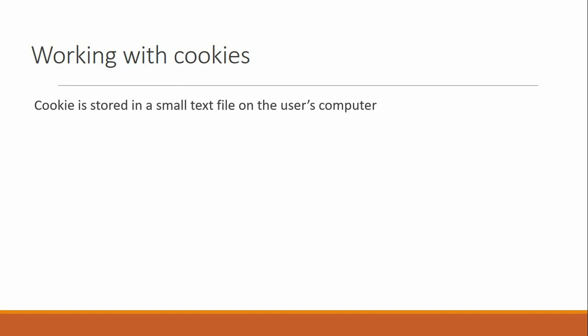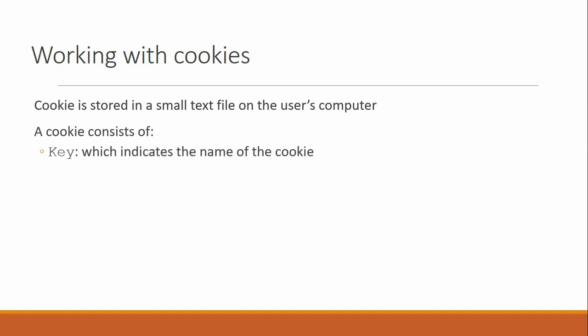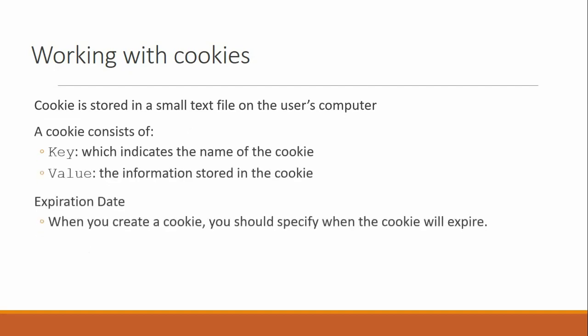Now, towards the end, this is the client side part: cookies. What is a cookie? It's a small text file stored on your user's computer. I think everybody knows this. A cookie consists of a lot of things, like the key, the value, and the expiry date. When you create a cookie, you should also specify it. If you don't specify, it will normally expire as soon as you close the browser.